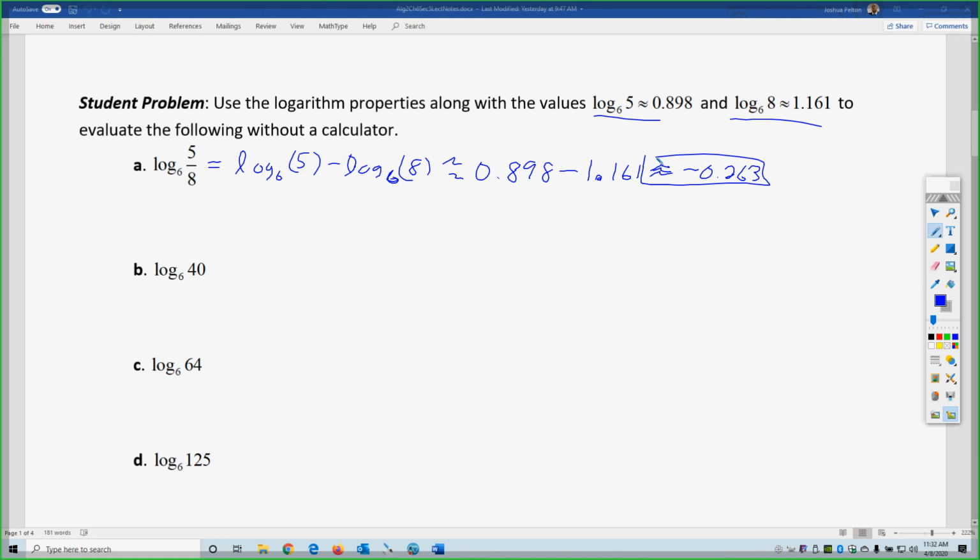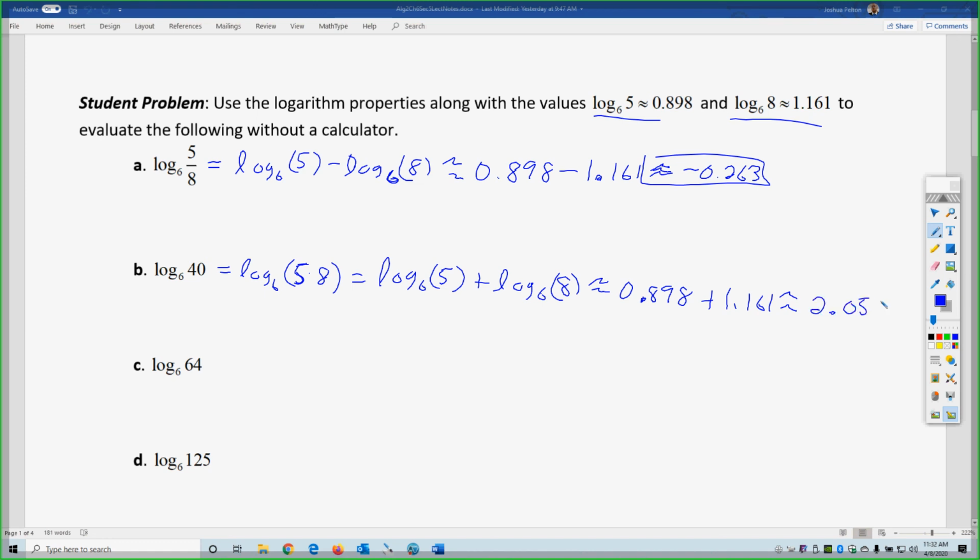Next one, 40 is not on the list, but 40 is 5 times 8, which is log base 6 of 5 plus log base 6 of 8 using the product rule of logs. So, whoops, sorry, that's wrong. Using our approximations at 0.898 plus 1.161 for a final answer of 2.059 approximately.